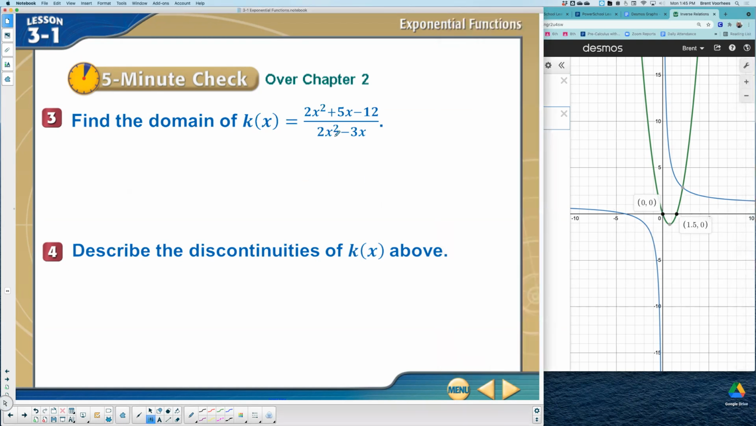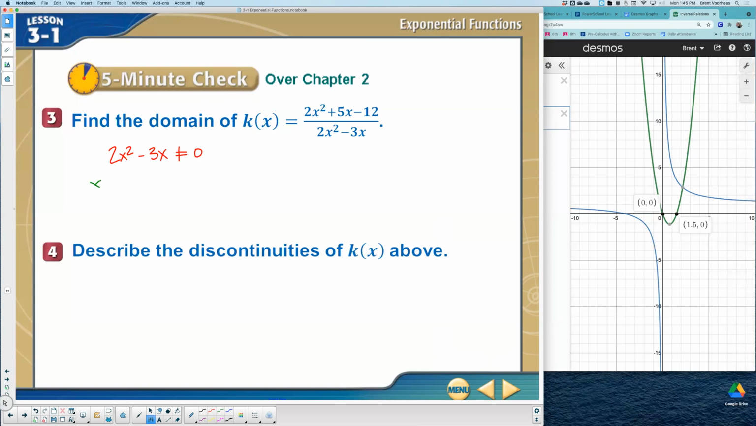You would say you cannot divide by 0. So 2x squared minus 3x cannot equal 0. And we would need to factor this to solve for our 0. Since I have a power greater than 1, you need to factor. On this one, Jordan, what do you see that's in common? This is an easier way of factoring. What's our GCF in the denominator here?